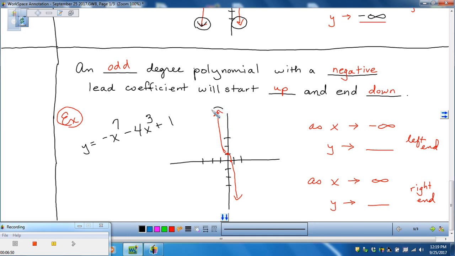So as I look at my left end behavior, x is going forever to the left, and y is going forever up. So as x is approaching negative infinity, y is approaching positive infinity. And then as we move to the right end behavior, as x is approaching infinity, x is going to the right, y is going down, which is negative infinity. And so this is how you determine your end behaviors.